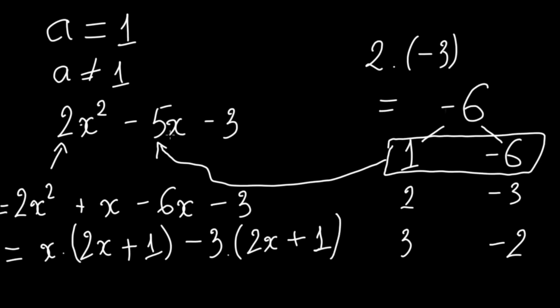Now you've got the common factor, 2x plus 1. We put 2x plus 1 outside, right? Inside is going to be x minus 3. And this is the final answer for this question when a is different than 1, in this case a equals 2. Let's look at another example when a is different than 1.